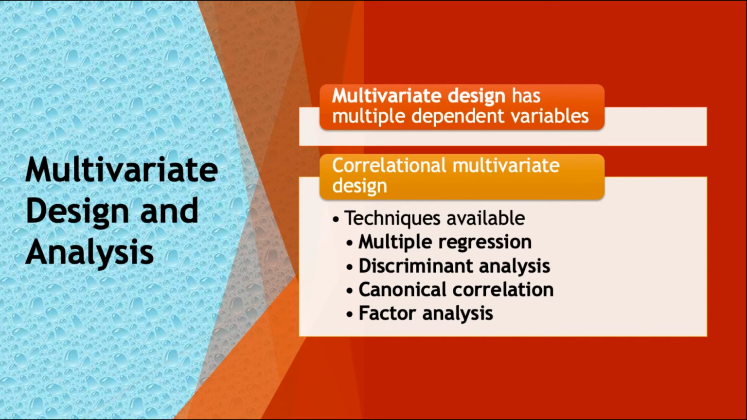Two other multivariate techniques used to evaluate relationships in correlational studies are discriminant analysis and canonical correlation. Discriminant analysis is a variation of multiple regression in which your criterion variable is measured nominally, for example, yes or no. Canonical correlation allows you to evaluate the relationship between two sets of variables, one of which may be identified as a predictor variable set and the other as the criterion variable set.